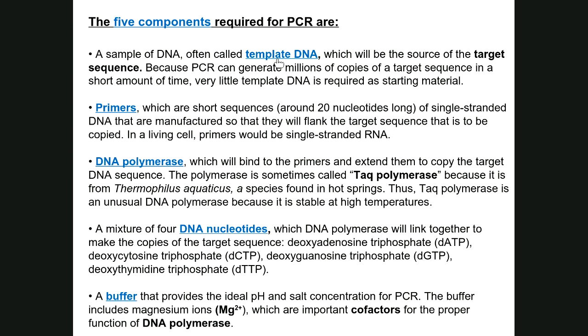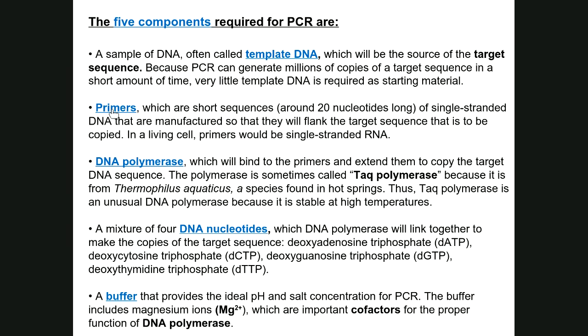The template DNA is your target DNA. It's your DNA of interest that you're looking to detect and replicate. This has to be added to these little PCR tubes. The DNA is in solution, usually in a buffer. The second component you would add to that little PCR tube are your primers, except these are DNA primers. They're short single-stranded sequences made up of roughly 20 DNA nucleotides, so we call them short, single-stranded DNA sequences.